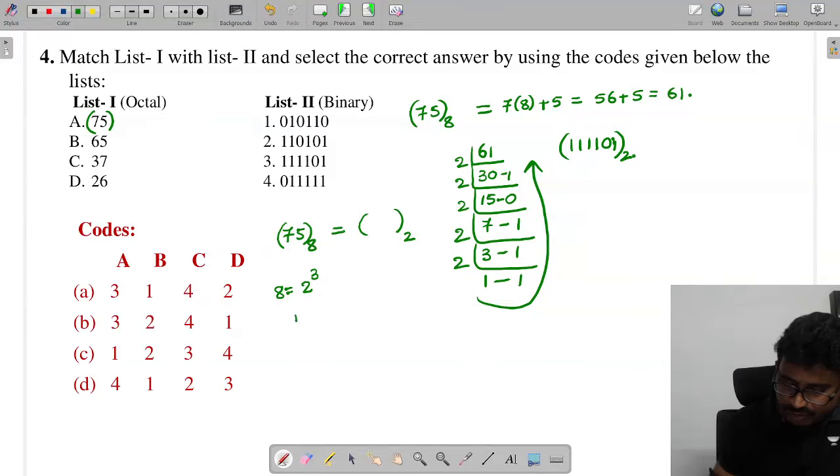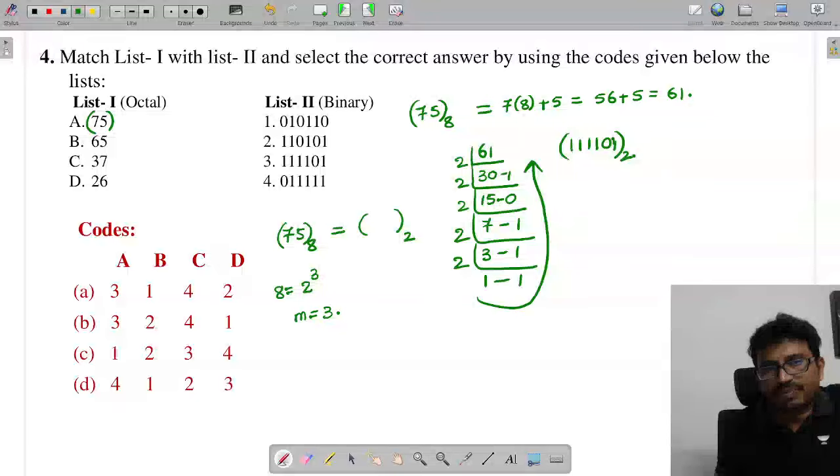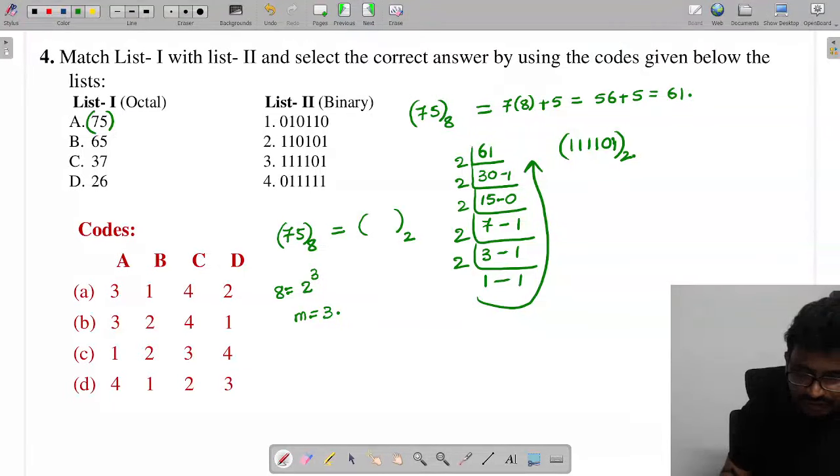So this power, how much do we have? m is equal to 3, we got it now. That means each number we represent by using 3 bits. So 7, how to write the 7 using 3 bits? 1, 1, 1. 5 is what? 1, 0, 1. So you see this thing, that is what we got earlier also.